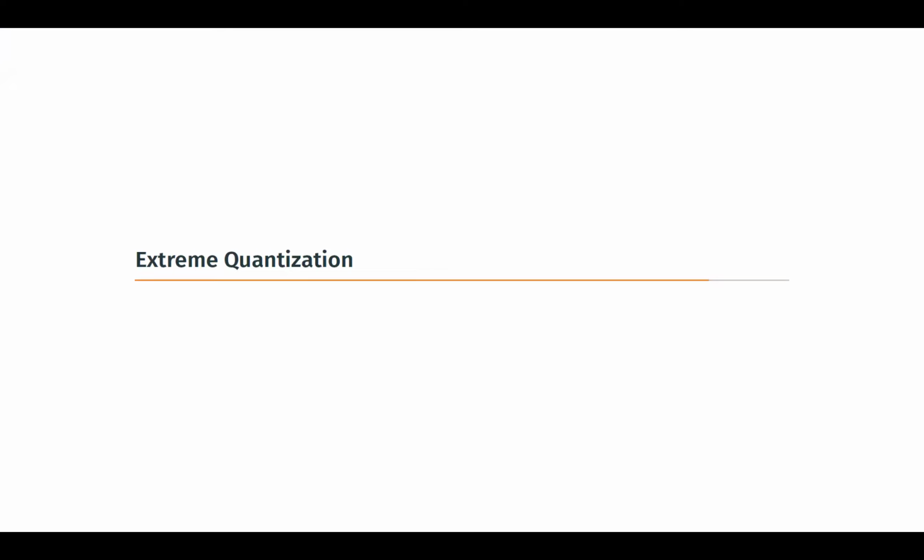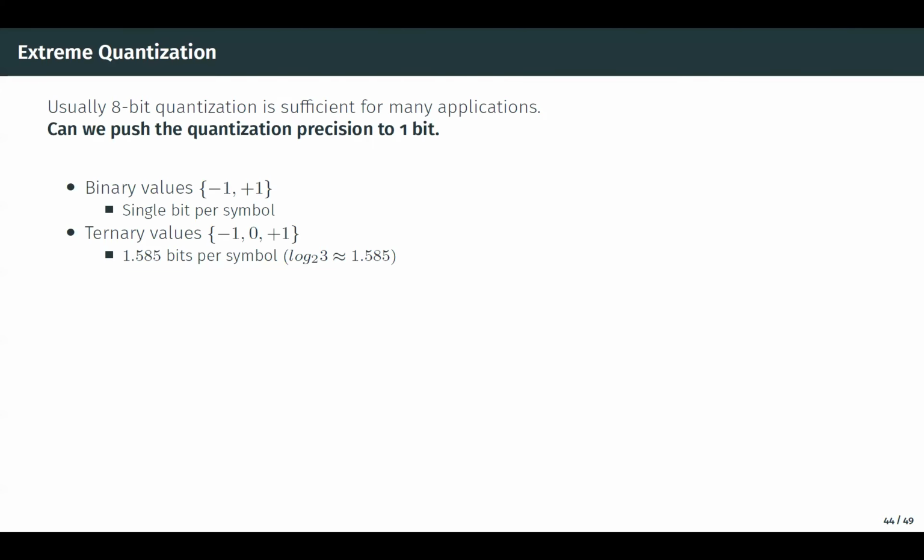So then, is it possible to use even fewer bits to represent the weights? Yes, it's possible. Usually 8-bit quantization is sufficient for many applications, but we can still push it to using a single bit or even two to represent the values of the weights. So there are two techniques here. I will just mention them briefly: binary neural network quantization and also ternary quantization.